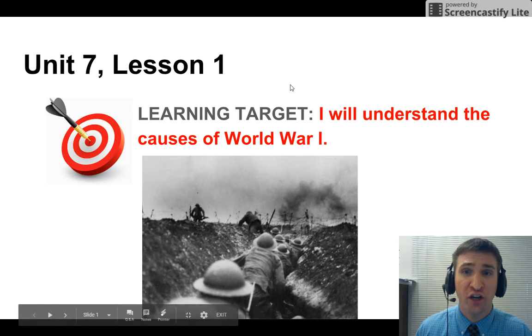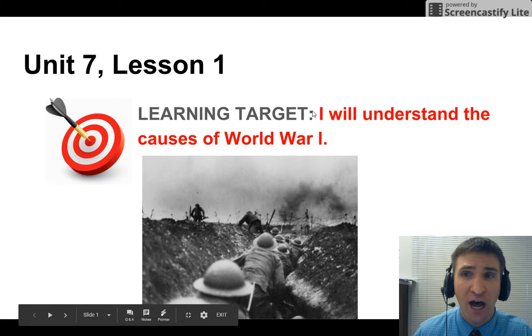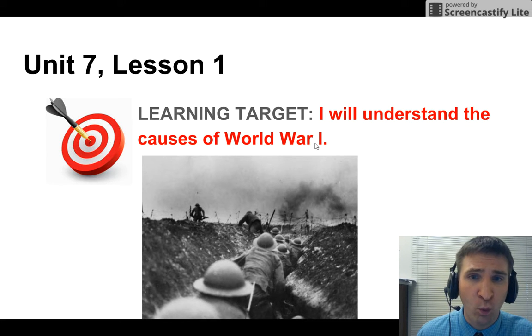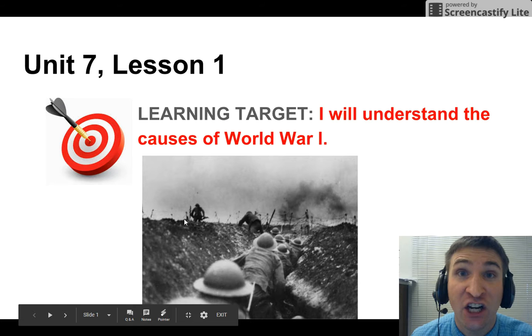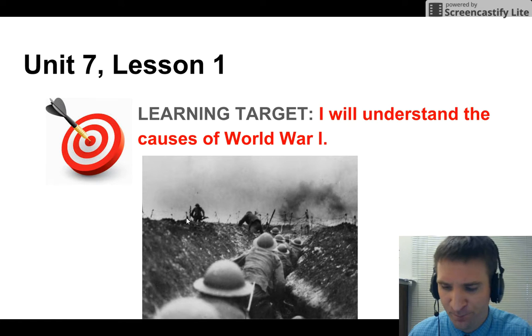It's learning target time. Write this down. I will understand in this lesson the causes of World War I. Why are these soldiers in this trench surrounded by barbed wire carrying a gun? Let's find out. World War I.